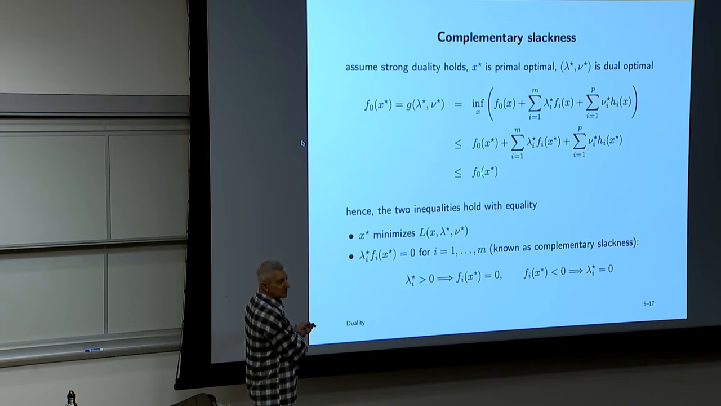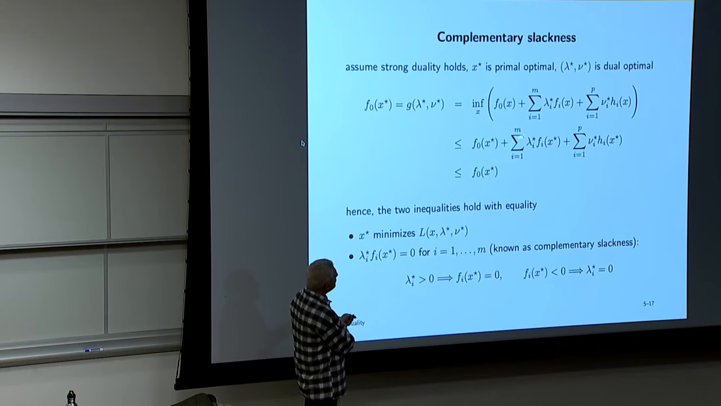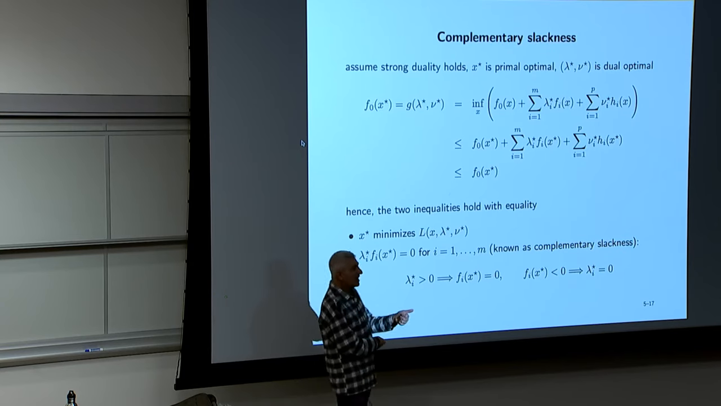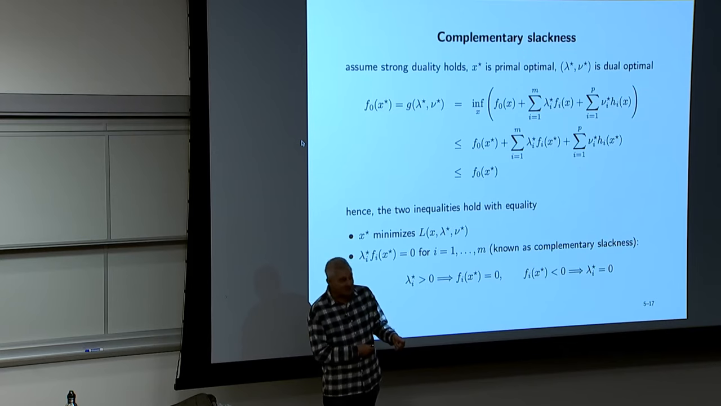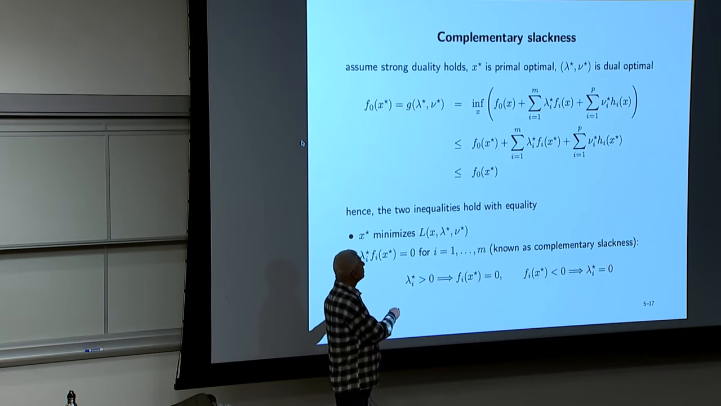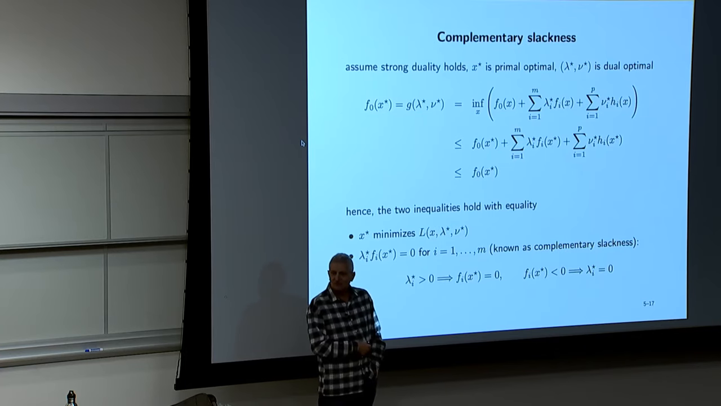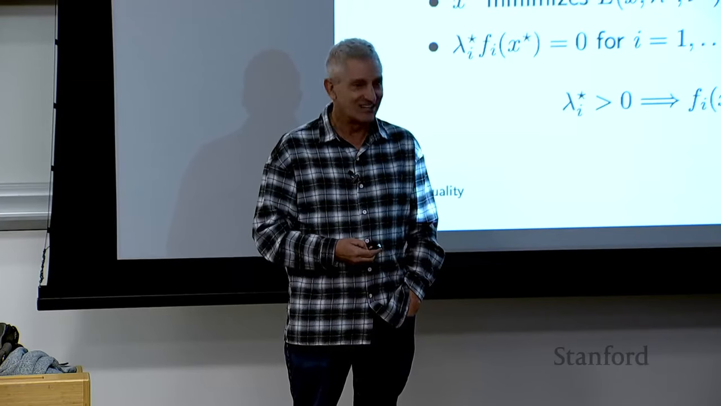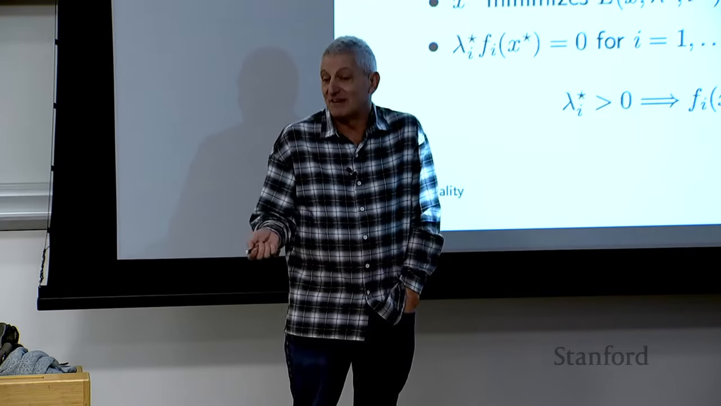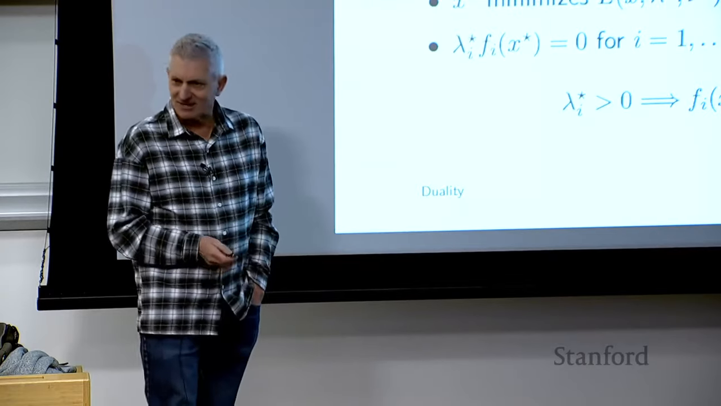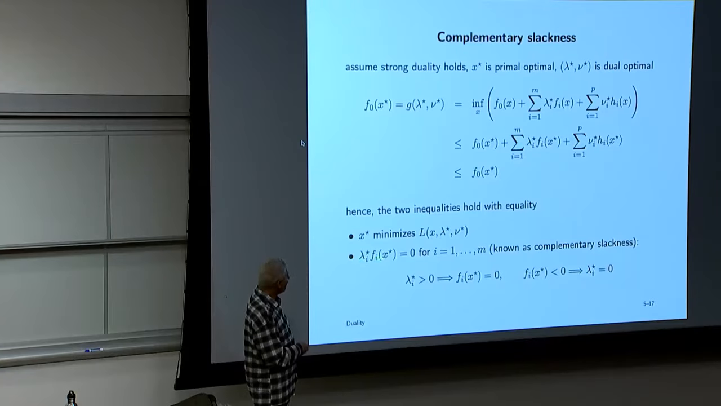But wait a minute, now I have a chain of these things, and that says these are actually equalities. Let's see what that means. Going back to this term, that means this term is zero. Now let's talk about that term. It's a sum of products of a non-negative number, lambda_i star, times a non-positive number, f_i of x star. So each term in the sum is less than or equal to zero. If I walk up to you on the street and say I have a sum of things, each less than or equal to zero, and the sum is zero, what can you conclude? Every single one of them was zero, because if any one is non-zero, it won't work. Everybody got this? That tells you that lambda_i star times f_i of x star is zero.